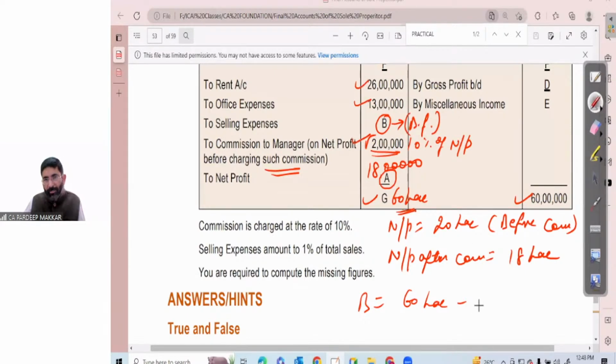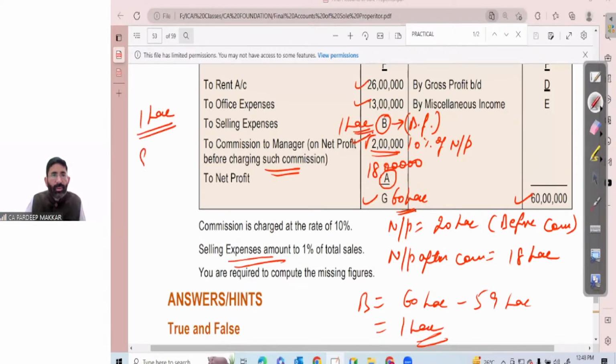So this will be 40, 59, 59 lakhs. So B is equal to 1 lakh. So commission, selling expense is with us. How much is the selling expense? It is 1 lakh. So if it is 1 lakh, how much will be the sale? Sale is equal to, this is 1% of sale. Sale is equal to 1 lakh divided by 0.01. So you will easily get the amount of sale, and you can do the question in full. Okay.